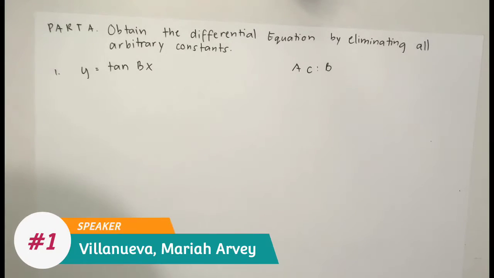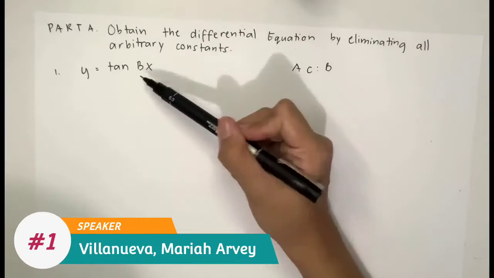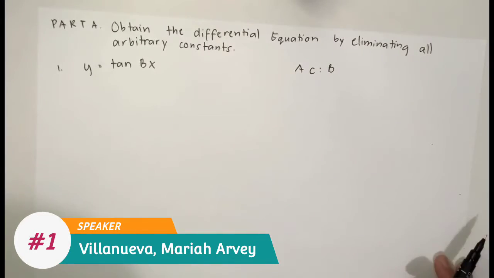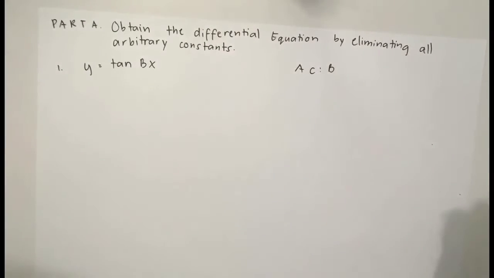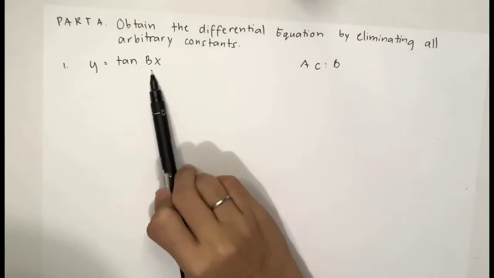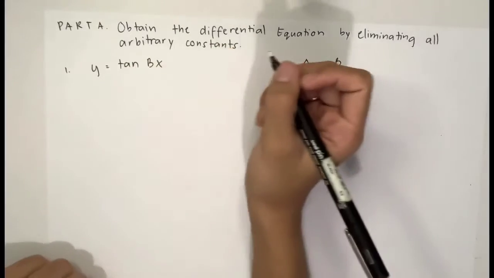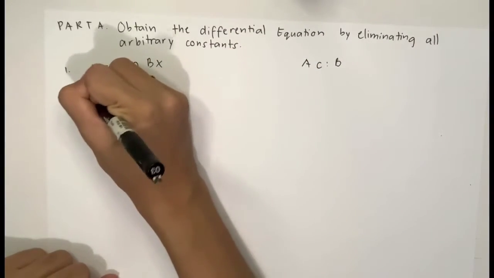The first thing that we need to do is to determine how many arbitrary constants we have in our problem. In this case, we only have one, which is b, which indicates that we only have to get the first derivative of this function and then simplify it. But first, we will isolate the arbitrary constant. To do that, we will multiply both sides by arctan.